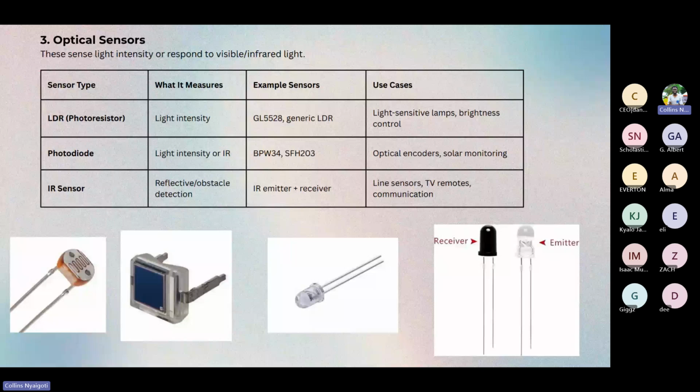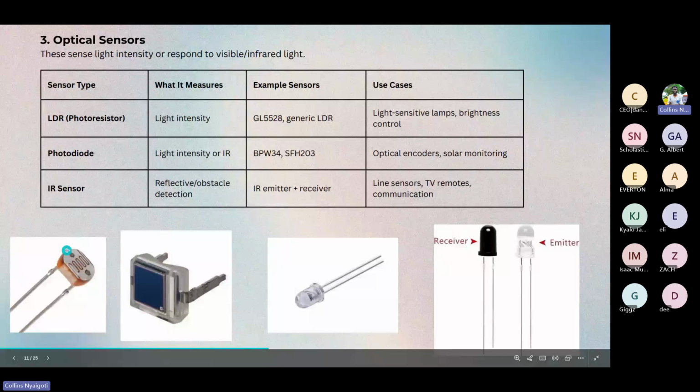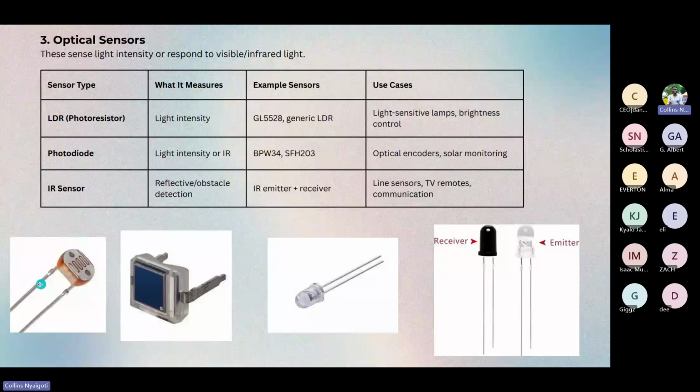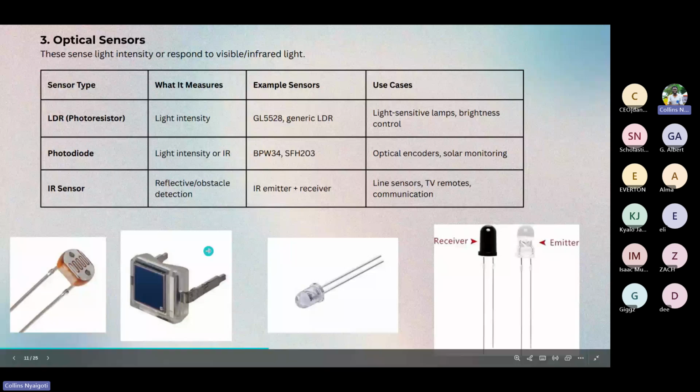So when light falls on it, I think, yes, it changes the resistance. That change of resistance is detected, and the reading is used to do something depending on your project. An example of that is the GL5528. This one here is pretty popular. I believe even if you've not interacted with it, you've seen it. There's also this one, a pretty advanced one, but it's also in the market. It's an upgrade to this one.